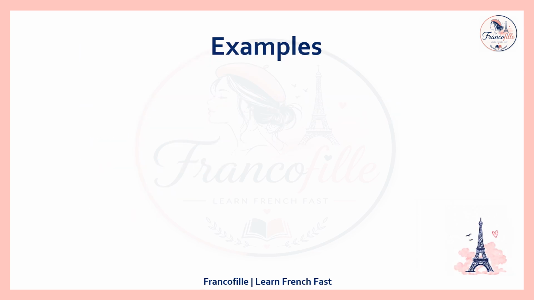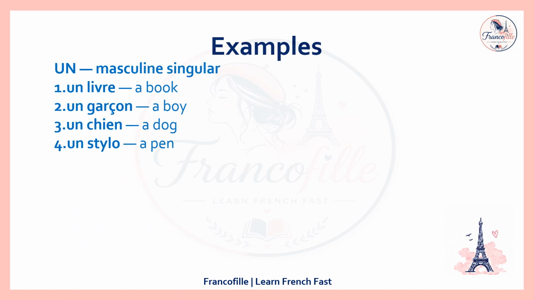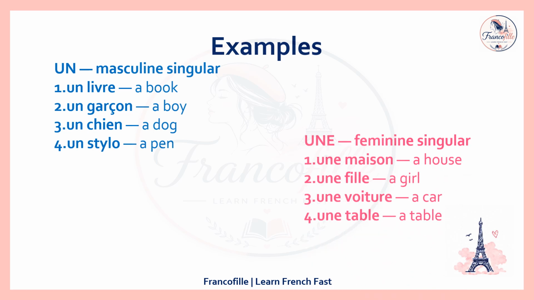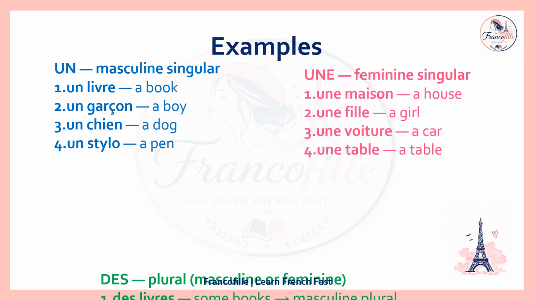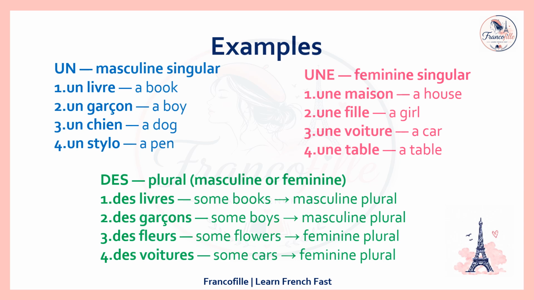Let's see some examples. Un livre. Un garçon. Un chien. Un stylo. Une maison. Une fille. Une voiture. Une table. Des livres. Des garçons. Des fleurs. Des voitures.